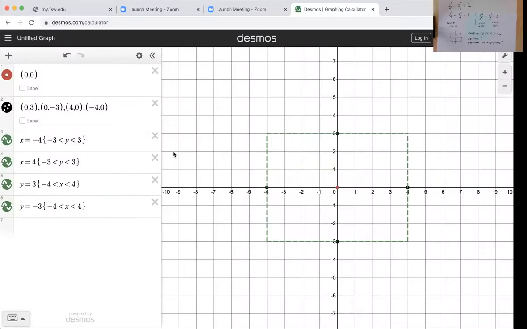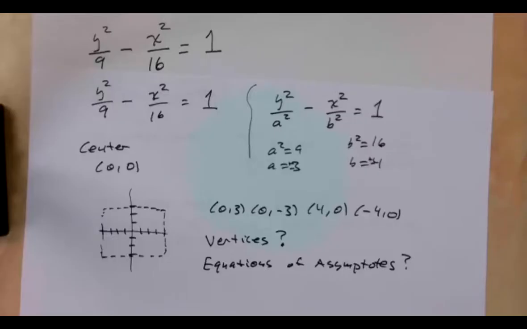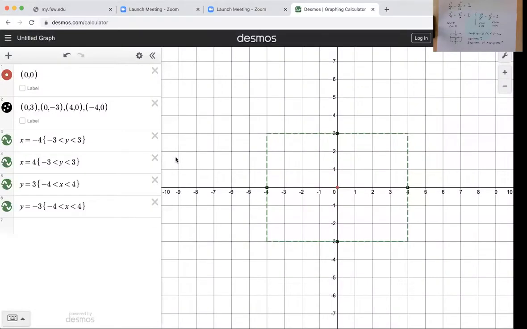So as we look at this, what are the vertices? What are the asymptotes? And remember what the equation was originally. The original equation is y squared over 9 minus x squared over 16 is 1. Vertices, here, 0, 3, 0, negative 3. That's a vertex.